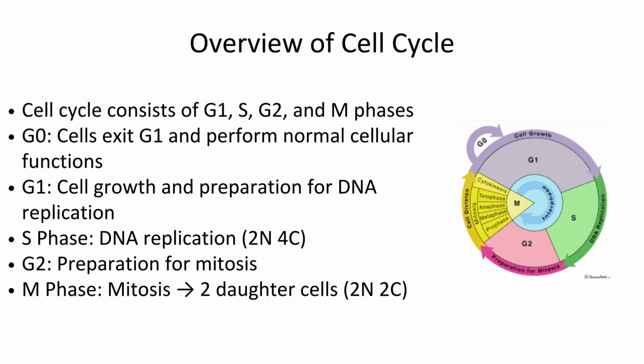If the cell continues in the cycle, it enters the S phase, also called the synthesis phase. This is where DNA replication occurs. The amount of DNA doubles, but the number of chromosomes remains the same. The cell is now preparing itself for division.